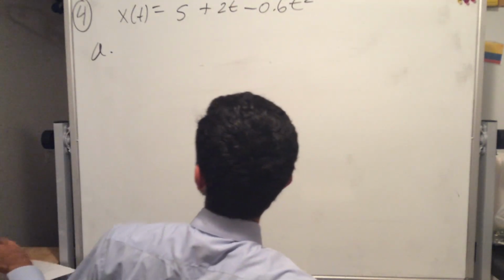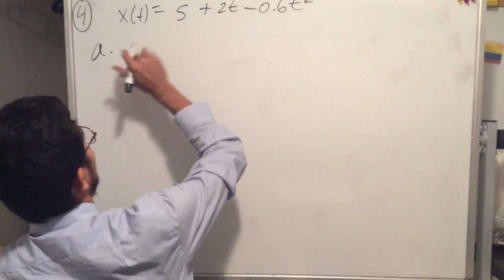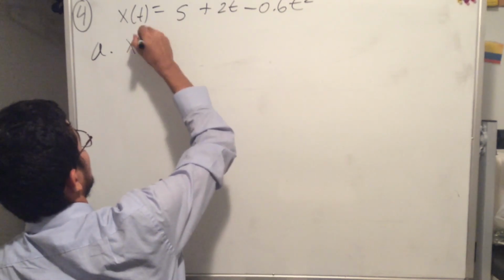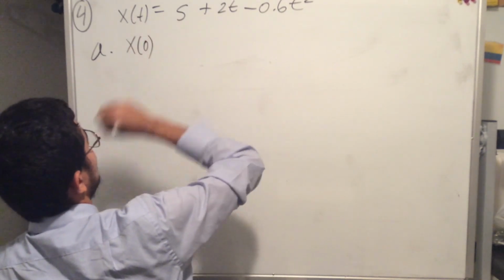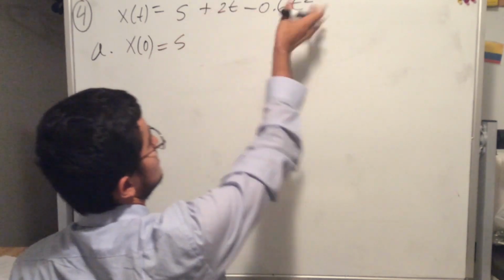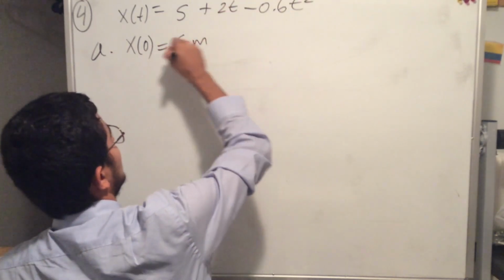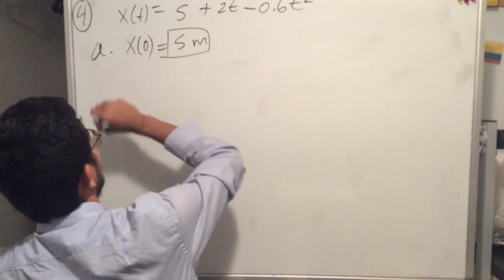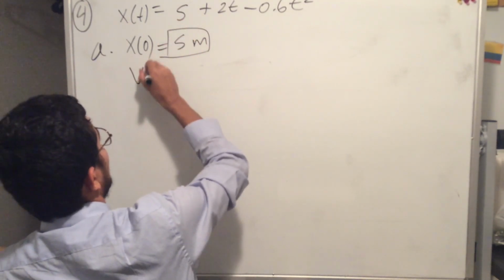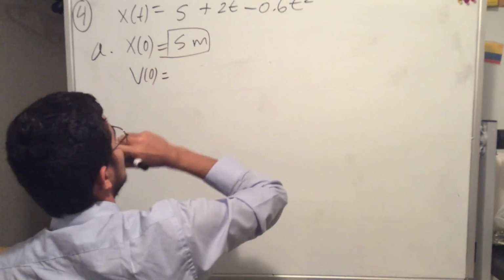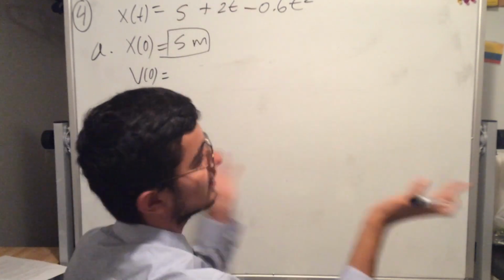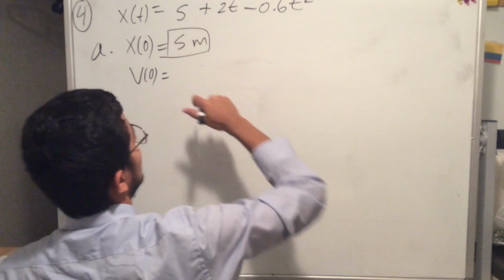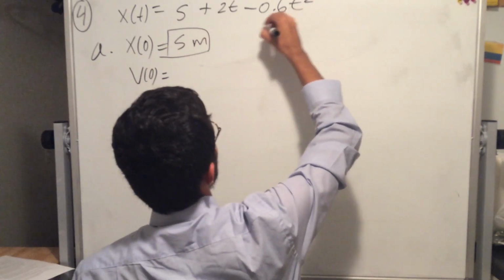So what we could do here is evaluate x of 0. So x0 is going to be 5 plus 0, so that's going to be 5 meters. We found out that's x of 0, or x0. Now v of 0 is going to be the first derivative evaluated at 0. So let's write out the velocity function over here.